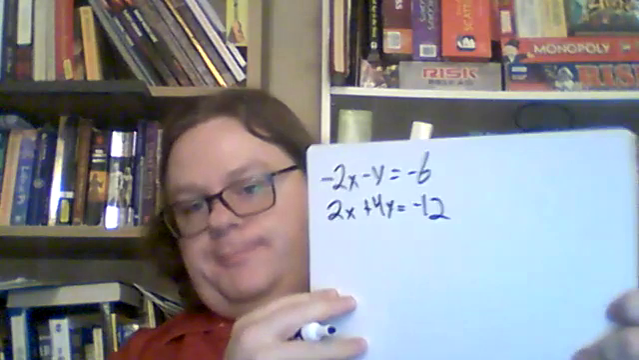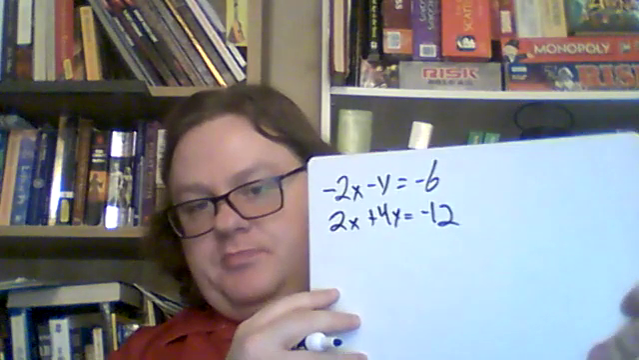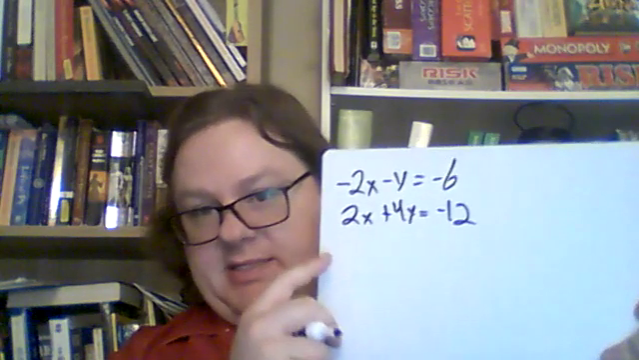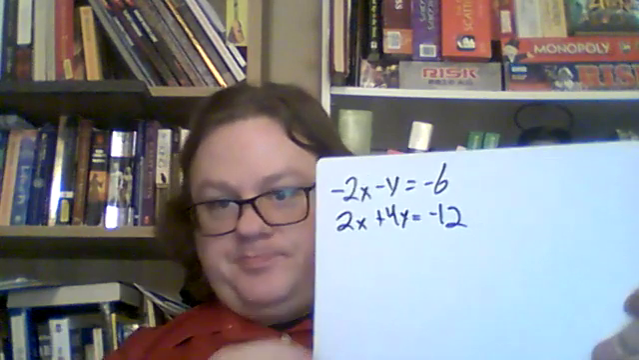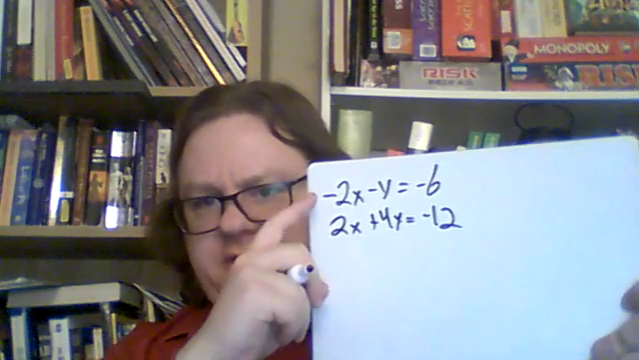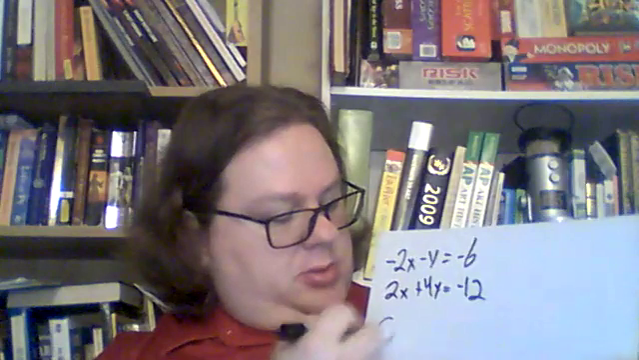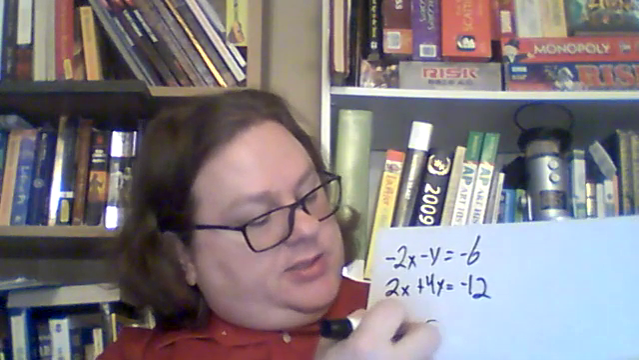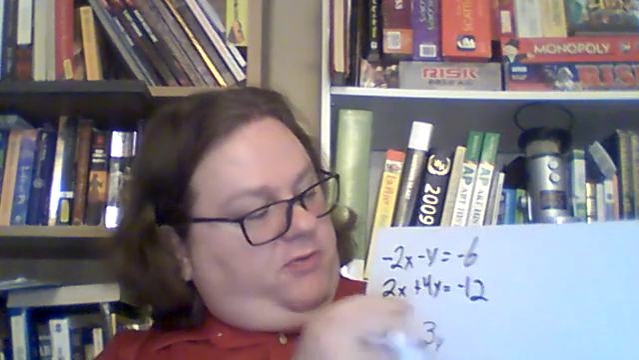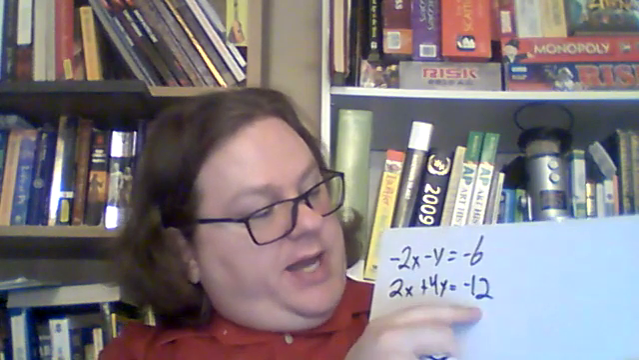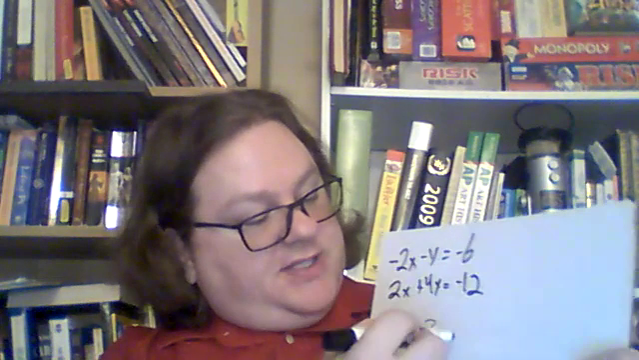Negative 2x minus y equals negative 6. 2x plus 4y equals negative 12. There's the two equations, and we can actually combine these. We can just add them together. So if we add a negative 2 to a positive 2, we get a 0. Then 4y minus y is 3y. Negative 12 plus negative 6 gives us negative 18.